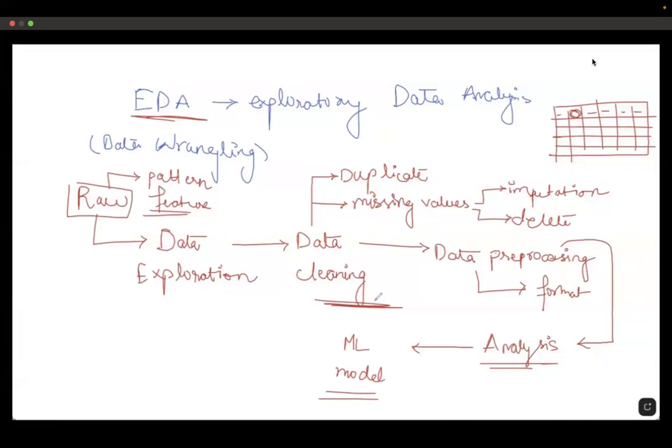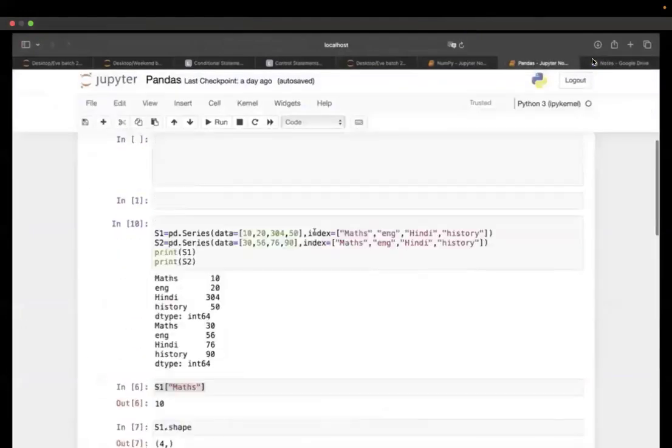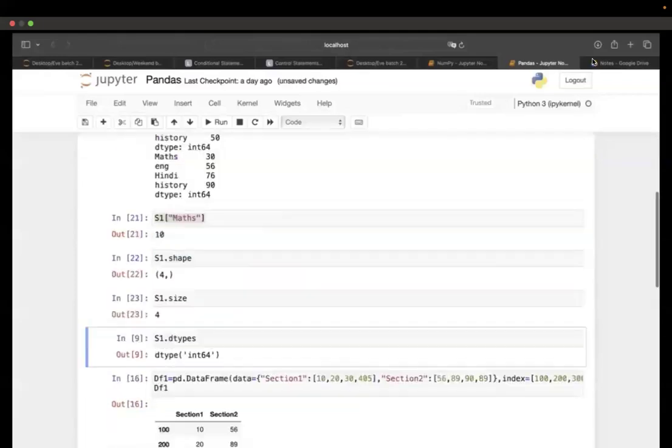Okay. So if nothing is there, let's move forward and talk about the data set which we imported yesterday in the Jupyter notebook, right? I'm cleaning as we are reading this. This is the pandas Jupyter notebook. Let me run all the cells first.